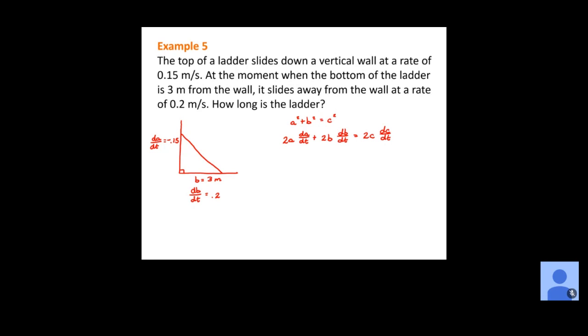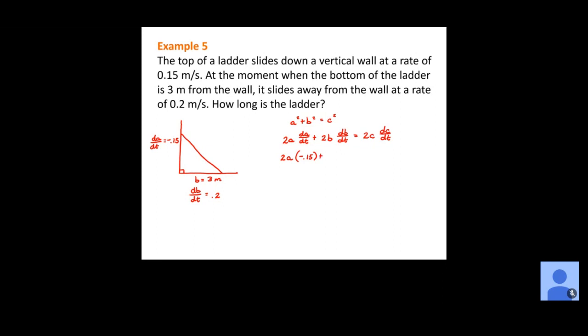Any questions about the derivative there? Okay, now let's start substituting in what we know at this point. If I look at this first term, I have 2 times a. Do we know what a is? No, right? So we've got to figure out what that is. So I'm going to leave it as a for now. But we do know dA/dt, right? We already wrote that over there. That's going to be negative 0.15. So put that in there.